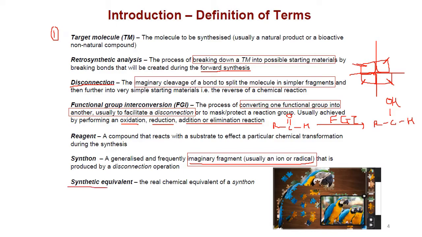Okay, and the last term is synthetic equivalent. Synthetic equivalent is the real chemical equivalent of a synthon. Synthon is an imaginary fragment, while the synthetic equivalent is the real chemical equivalent of a synthon.